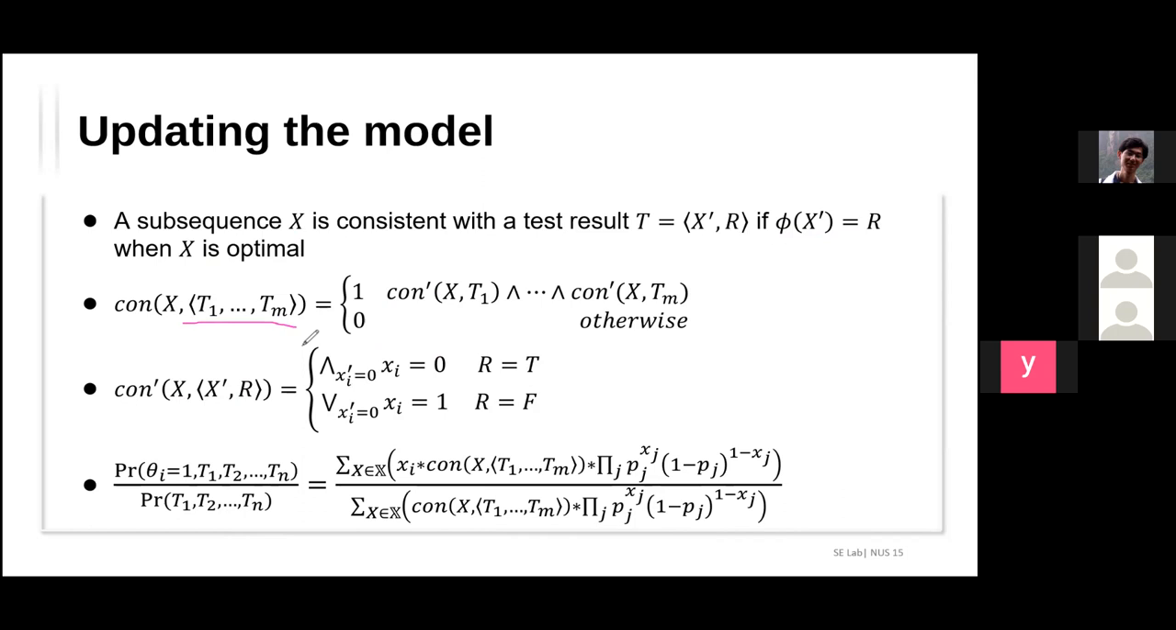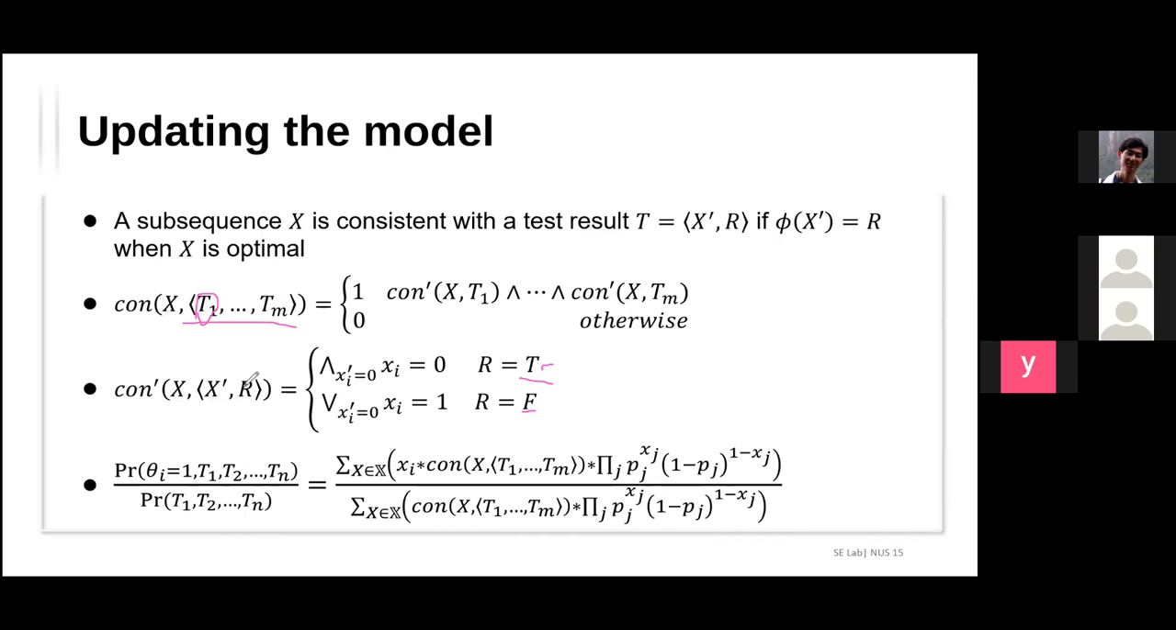So the test cases might have multiple results. Okay, maybe T is very ambiguous, because I realized that there are actually multiple T's. The T in this case here is true or false, correct. And the T in this case is a test case. I got it.